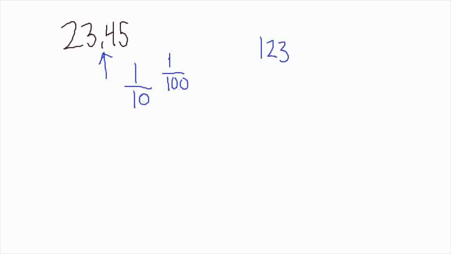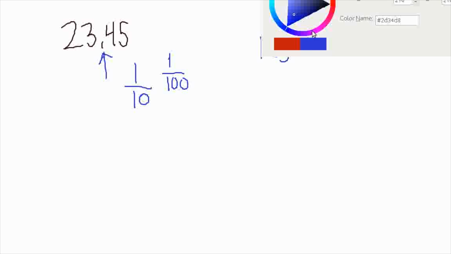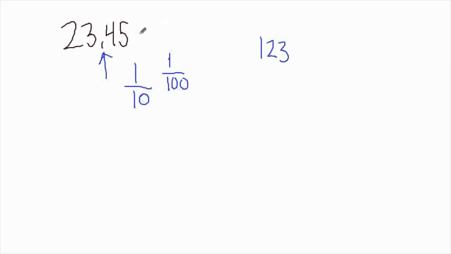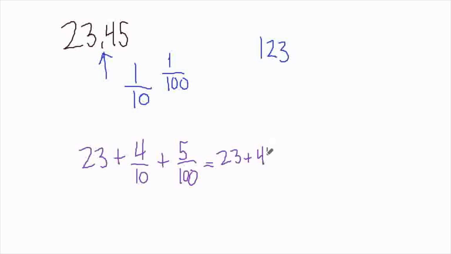Now, if you understood all that, you should be able to convert a decimal to a fraction. So this is 23 plus 4/10 plus 5/100. And if you remember fraction addition, then this is 23 plus, changing the first fraction to this, so this is 23 and 45/100ths. That's the equivalent to that decimal.